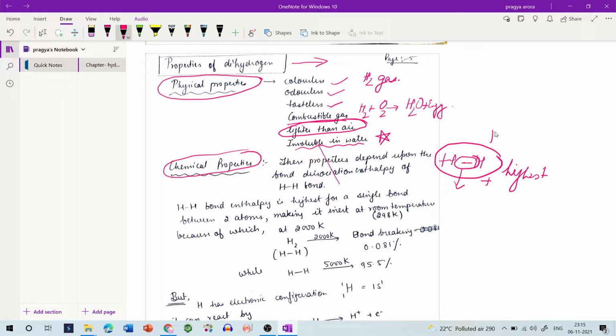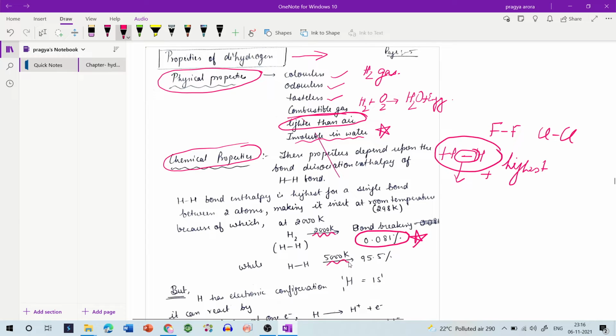Among single bond compounds like F-F or chlorine, such single bond compounds that are available in nature, the H-H bond has the highest bond energy. So in order to break this H-H bond, if you apply 2000 Kelvin, then the bond breaking is only 0.081%, while if you apply 5000 Kelvin, the bond breaking is up to 95.5%.